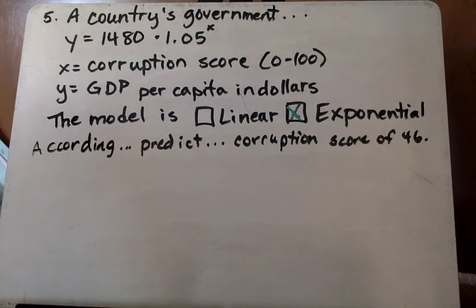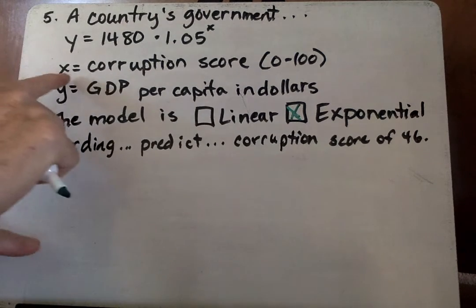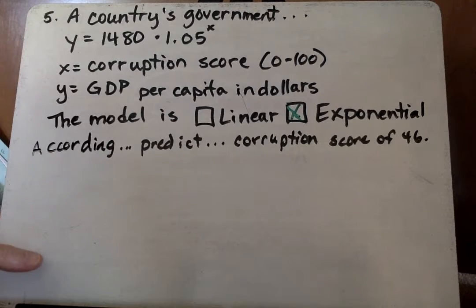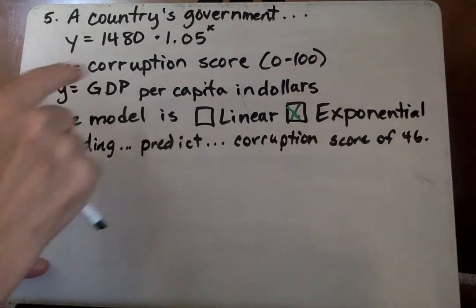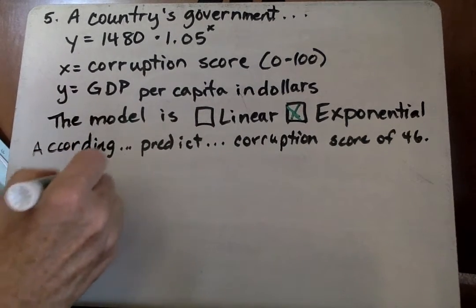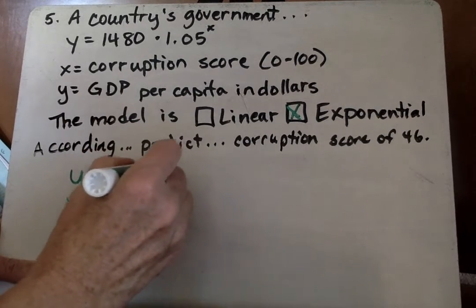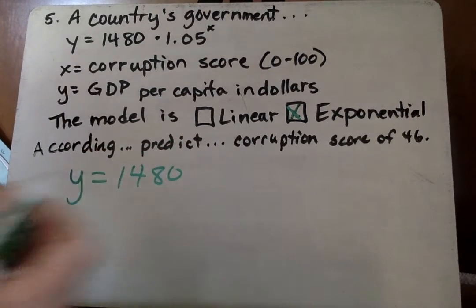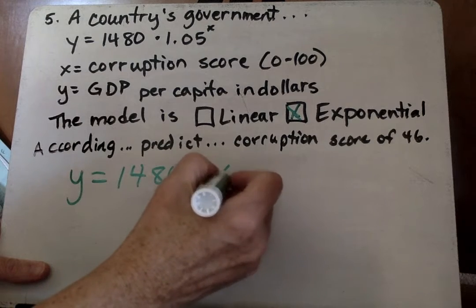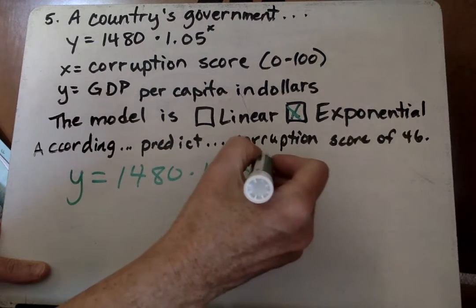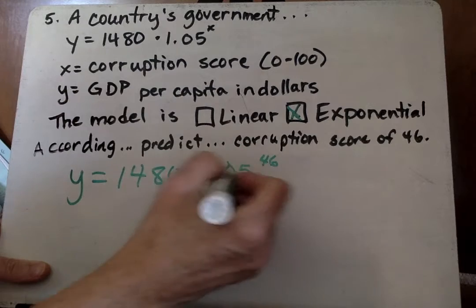But right now it says, according to the model, predict the GDP per capita of a country with a corruption score of 46, round to the nearest dollar. So corruption score is our X, so we're going to go ahead and put in 46 for our X value. So we say Y equals 1480 times 1.05 raised to the X, so that's going to be 46.